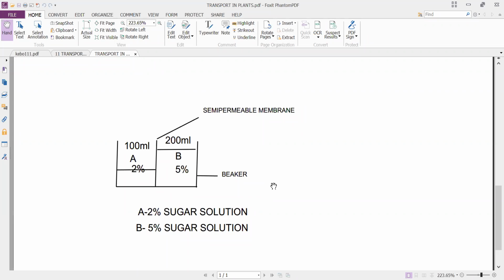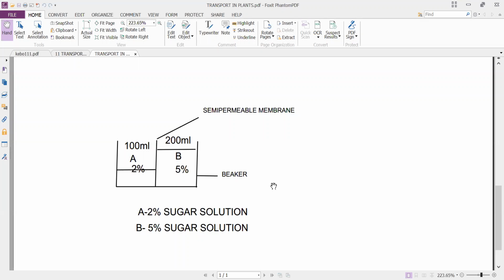Now the potato will act as a semi permeable membrane, because the potato is living and consists of living cells, and the membranes of the cells in the potato will act as a semi permeable membrane. Through that, the water present in the beaker reaches the pit of the potato where the sugar solution is present.